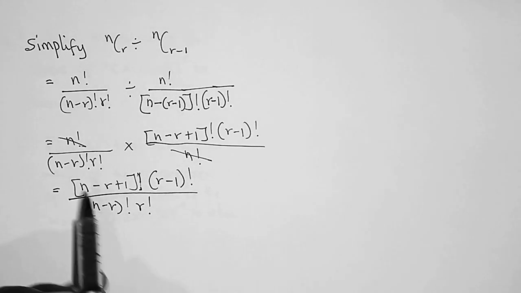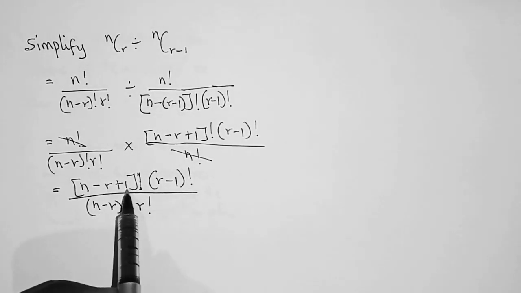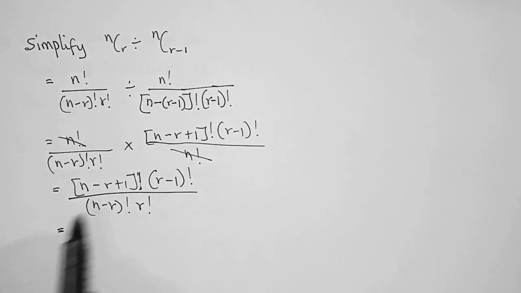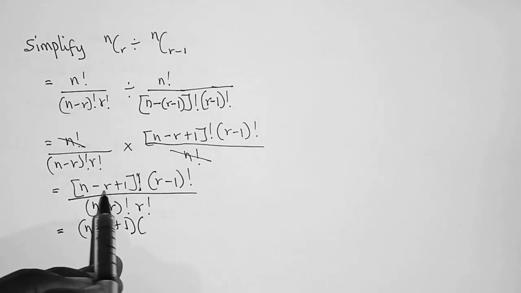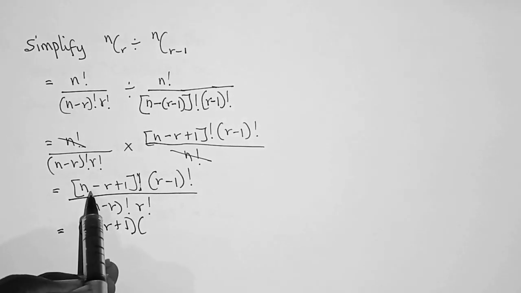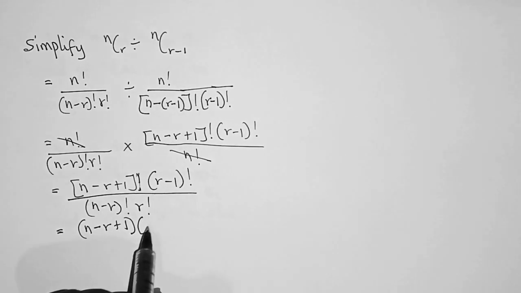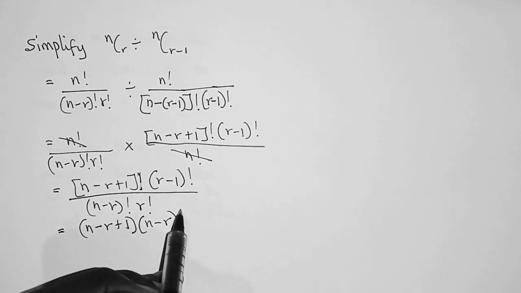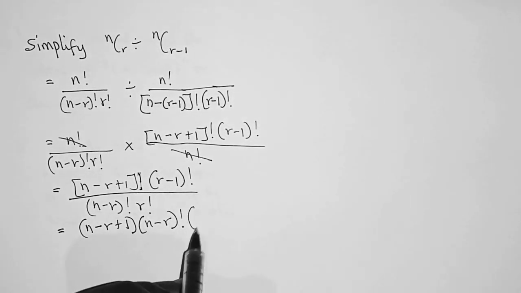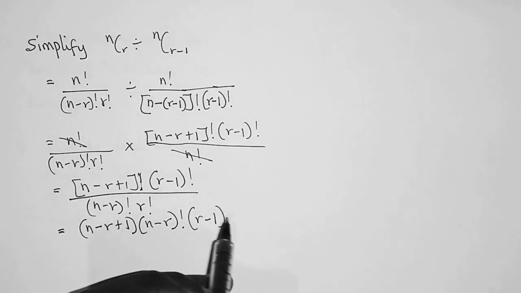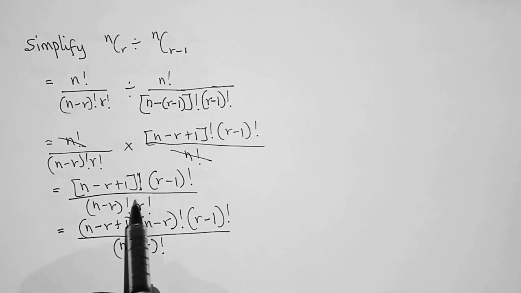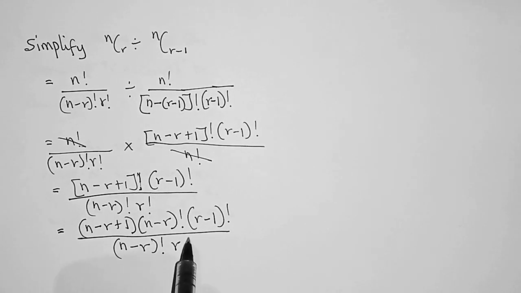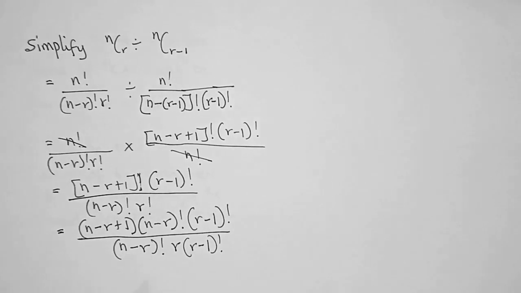So now (n minus r plus 1) factorial can also be written as (n minus r plus 1) times (n minus r) factorial. Then we'll subtract 1 from n minus r plus 1, so it becomes n minus r plus 1 minus 1, which becomes n minus r factorial. Then we're already having r minus 1 factorial, then divided by n minus r factorial. However, r factorial can also be written as r times (r minus 1) factorial.